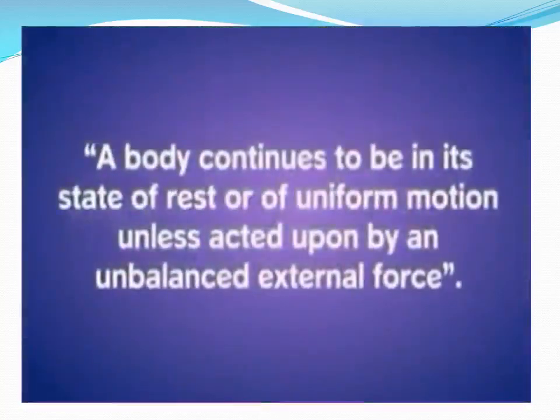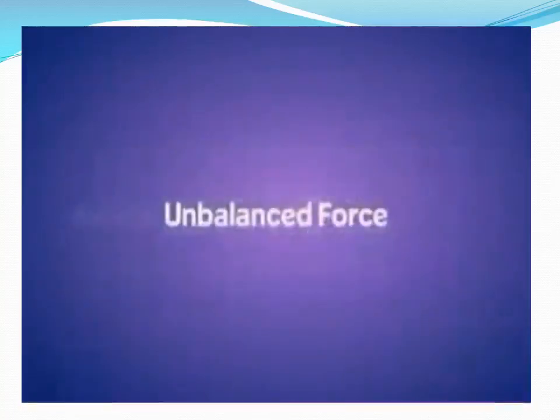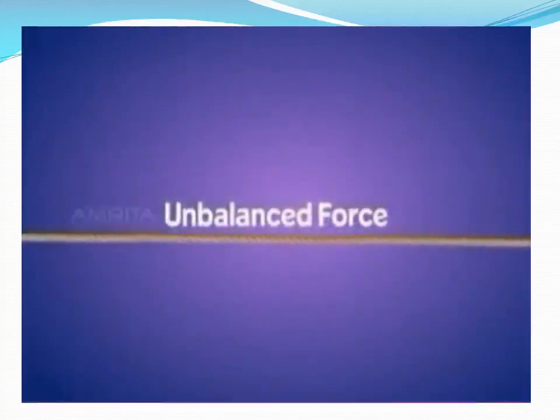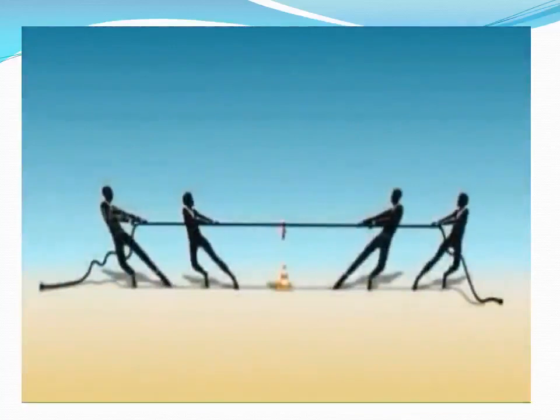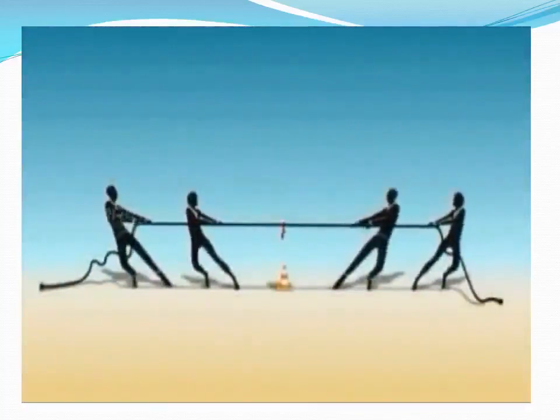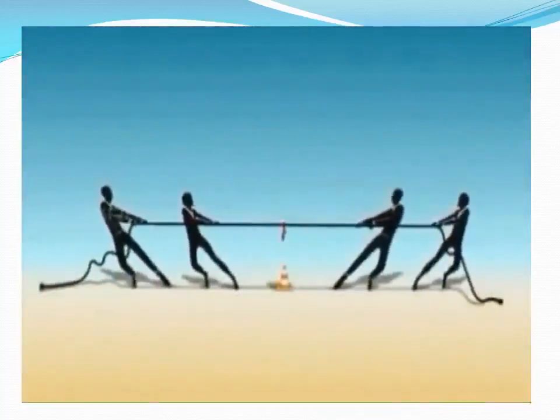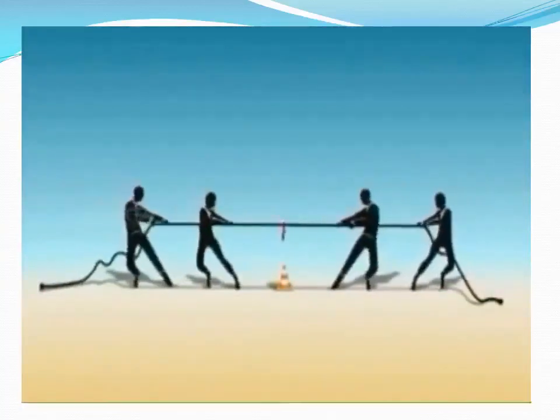It states that a body continues to be in its state of rest or of uniform motion in a straight line unless compelled to change the state by an external unbalanced applied force. If you look again at the tug of war competition, you would see the two teams pulling the rope in opposite directions. If the rope does not move at all, the forces applied by each of the teams are balanced forces.